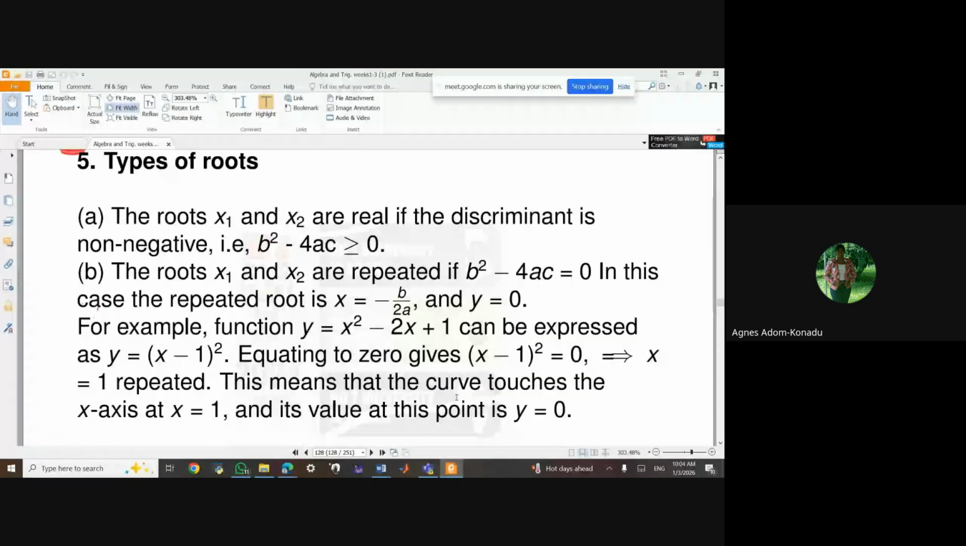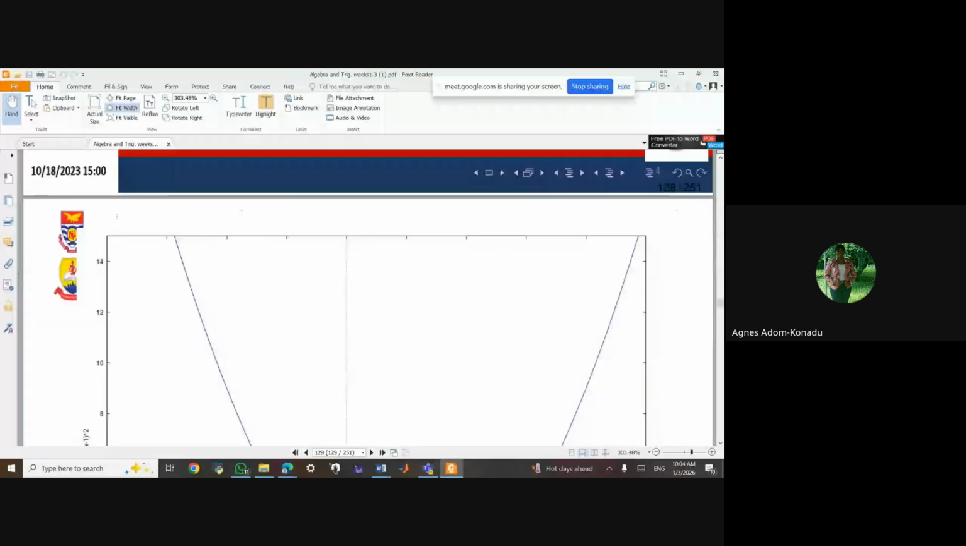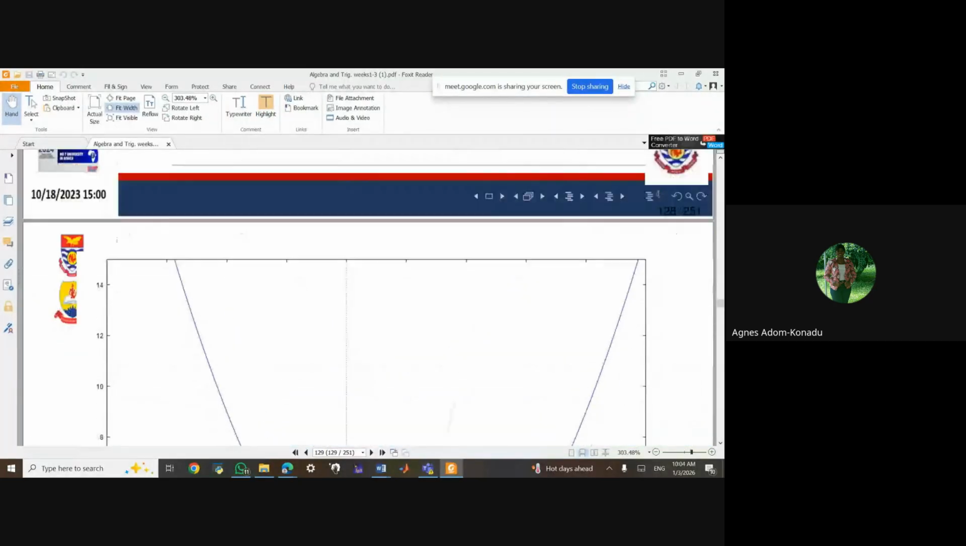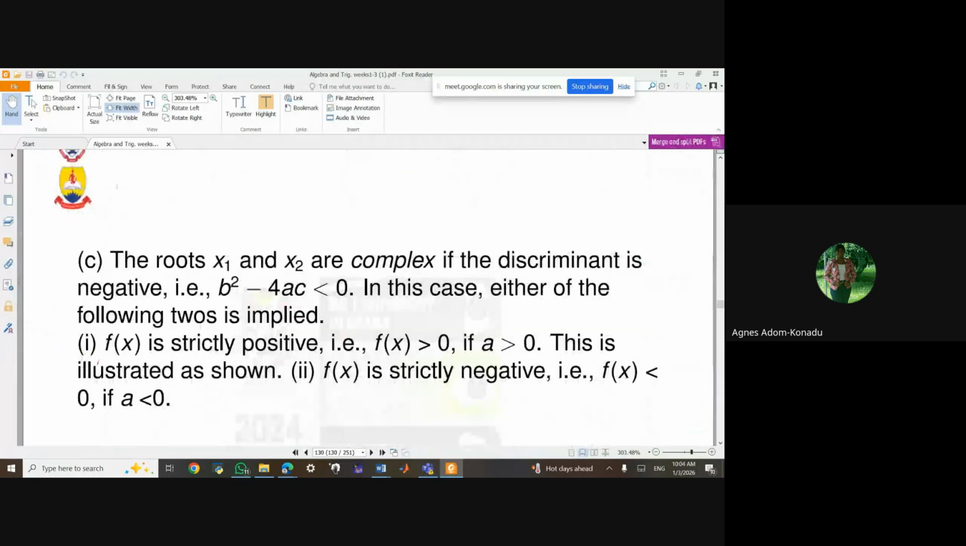This means that the curve touches the x-axis at one point, that is x equal to 1, and its value is 0. So I'm going to get the point (1, 0). So this is the graph. It's going to be like this. So that is a repeated root.